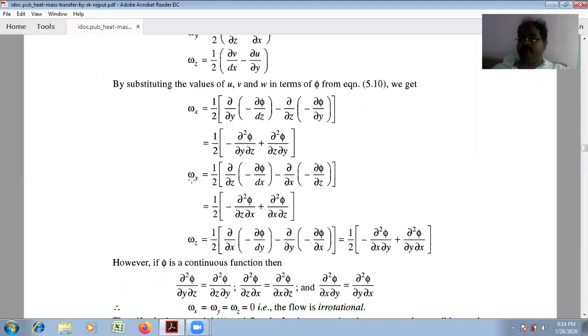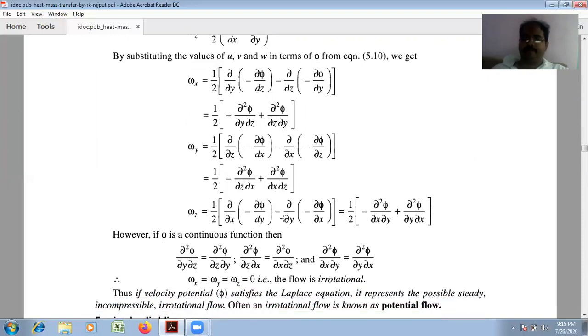Similarly, considering the value in the y coordinate, ω_y is equal to 1/2 of ∂/∂z of (−∂φ/∂x) minus ∂/∂x of (−∂φ/∂z), which is equal to 1/2 of (−∂²φ/∂z∂x + ∂²φ/∂x∂z).